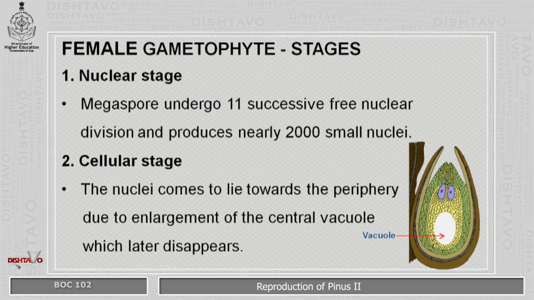The second stage is the cellular stage, wherein the nuclei come to lie towards the periphery due to the enlargement of the central vacuole, which later disappears.